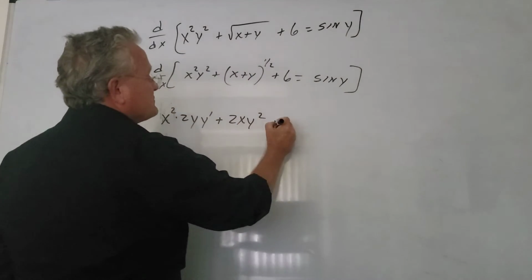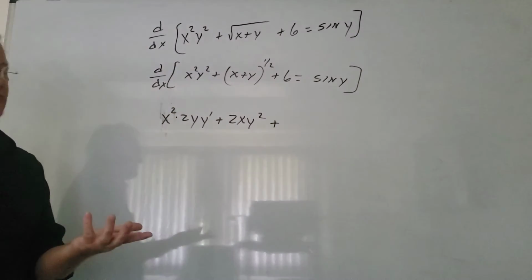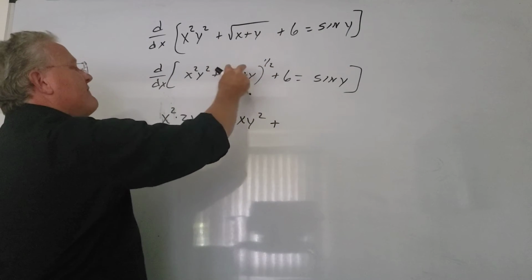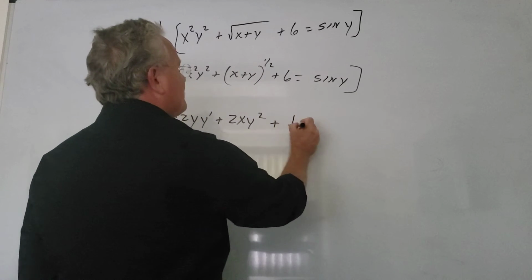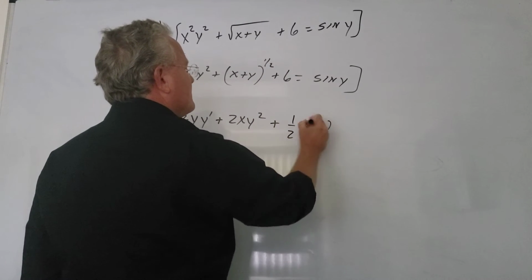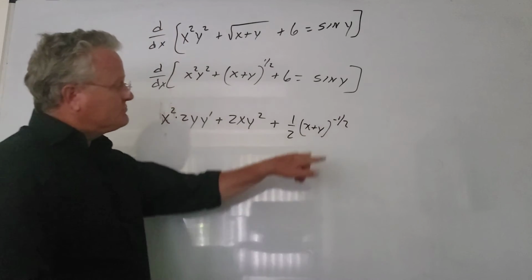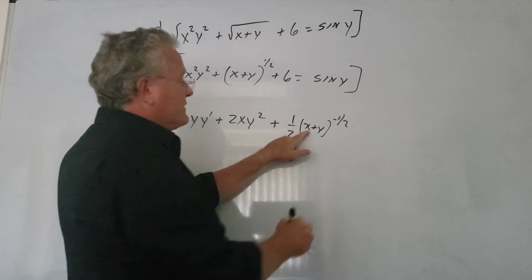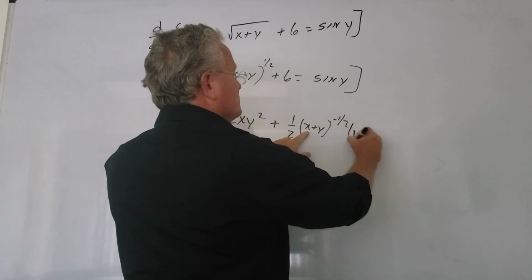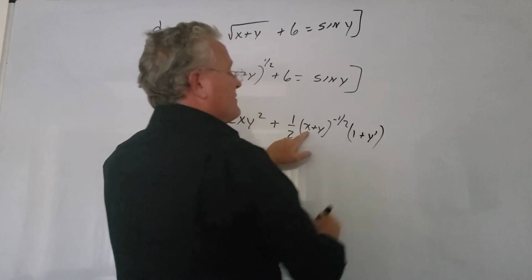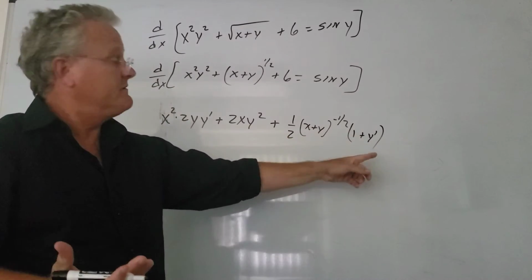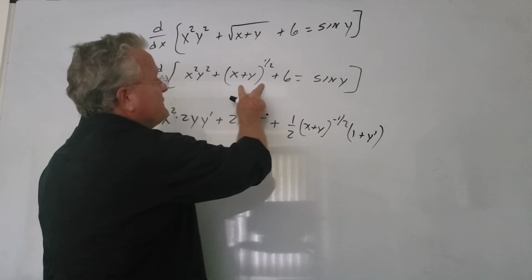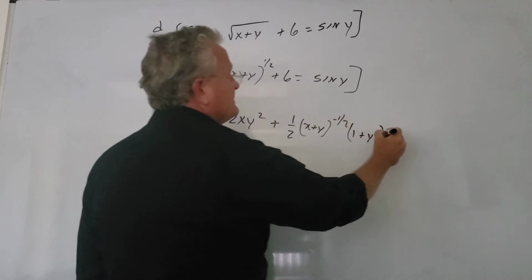What's the derivative of this? Well, again, we're really using the chain rule here. So the derivative of u to the n is n u to the n minus 1, giving 1/2 u to the negative 1/2. But then the chain rule says we've got to multiply by the derivative of what's inside the parentheses. The derivative of x with respect to x is 1. The derivative of y with respect to x is y prime. So that's the derivative of this term. The derivative of any constant is 0.